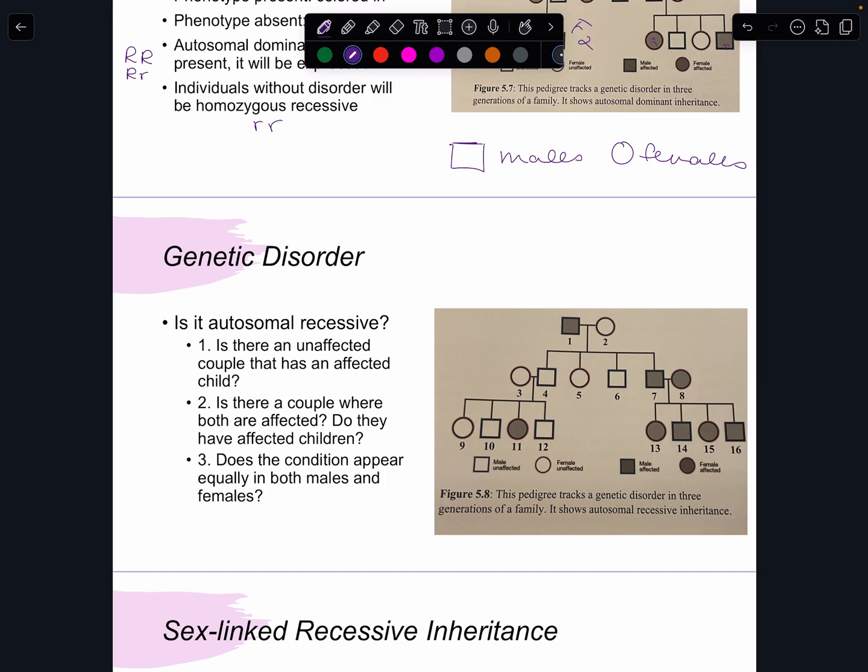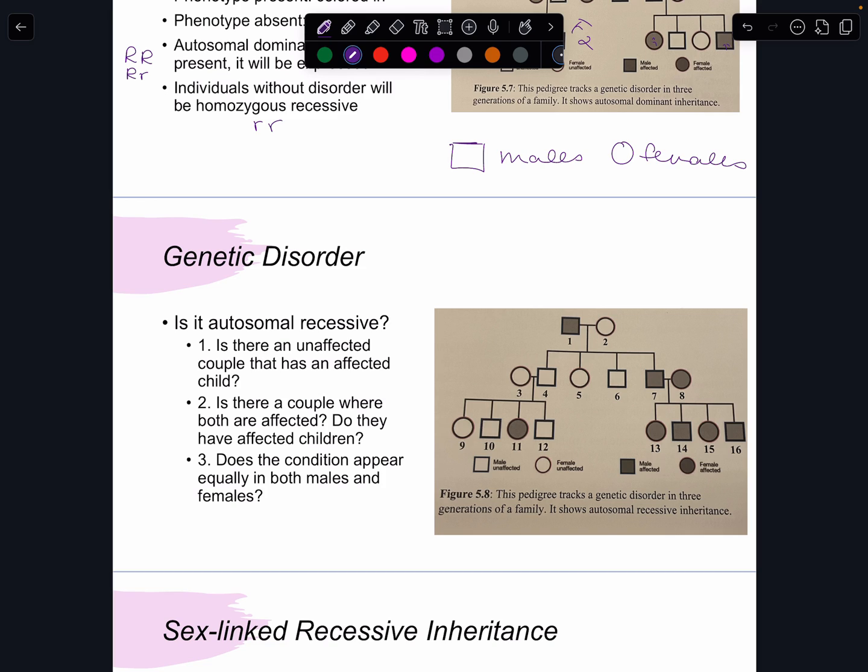We can look at it as, is it autosomal recessive? You can determine that by asking a couple of questions. Is there an unaffected couple that has an affected child? Is there a couple where both are affected, and do they have affected children? Does the condition appear equally in both males and females? So let's look at the picture on the right for autosomal recessive inheritance.